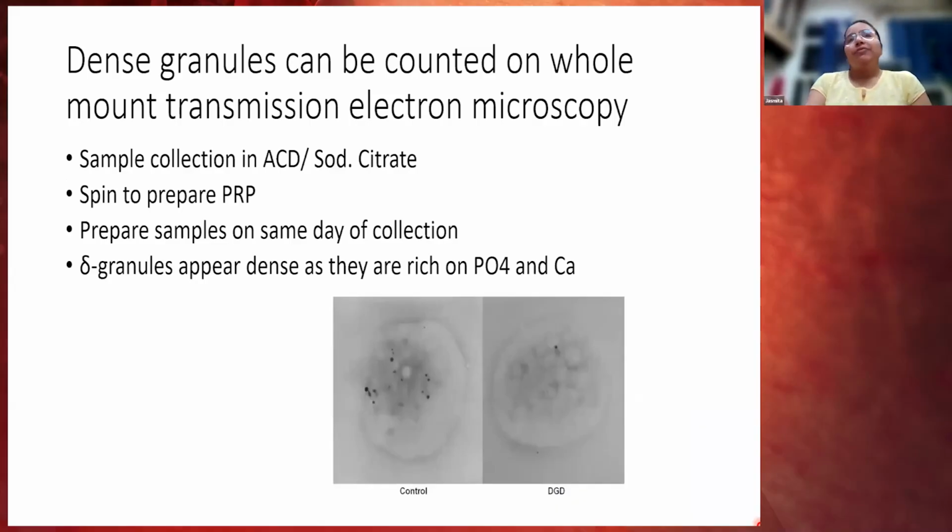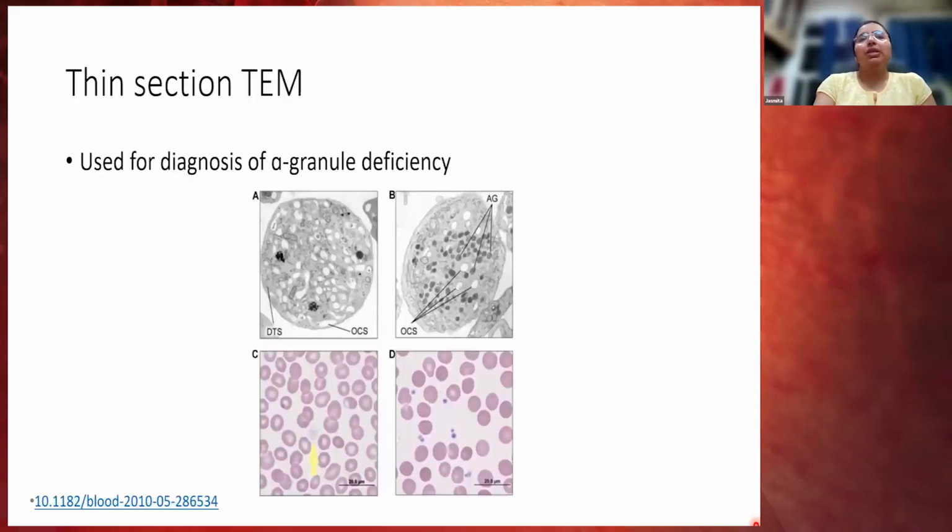Now, the other investigation that we can do for dense granules is to do a whole mount transmission electron microscopy. We collect the sample in ACD or sodium citrate. The PRP is prepared and the samples are prepared on the same day of collection. So dense granules appear as these black granules, which are black because they are rich in calcium and phosphate. In a dense granule defect, you will see that these granules are markedly reduced, and each lab will have to calculate their own reference range. Now, this is again a test which can be done, but is not very widely available to most of us who are doing the platelet function testing as well.